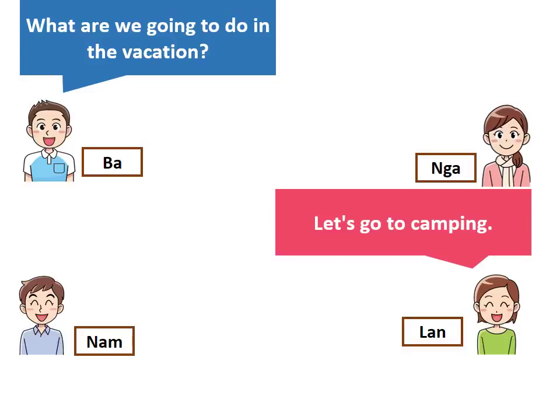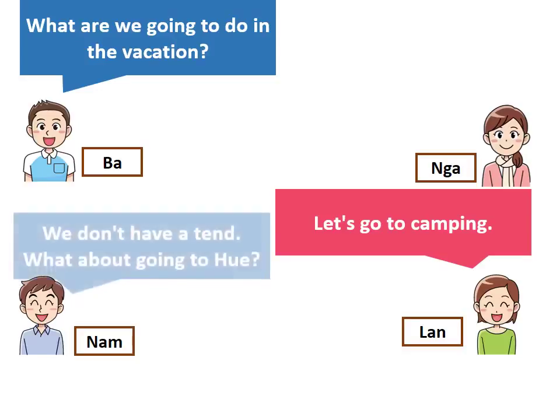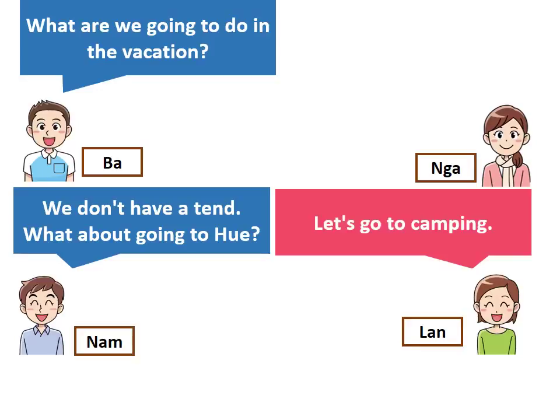And Nam realizes, "We don't have a tent. What about going to her?" So Lan recommends going camping, but Nam disagrees with Lan's suggestion because they don't have any tent, and then they suggest going to her. According to you, will Ba, Lan, and Nga agree with him?